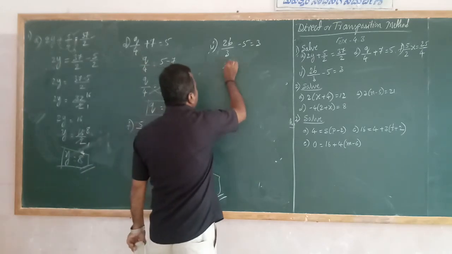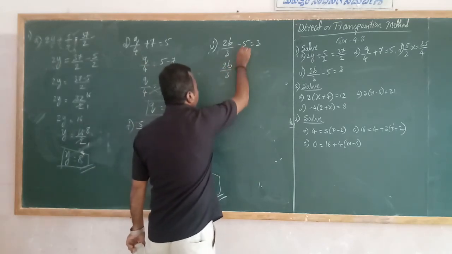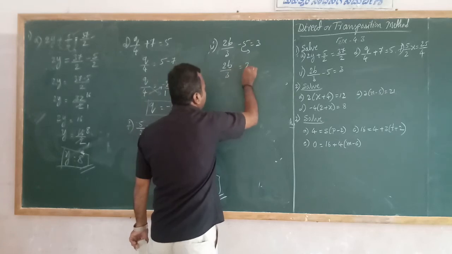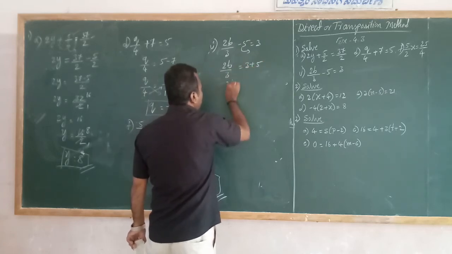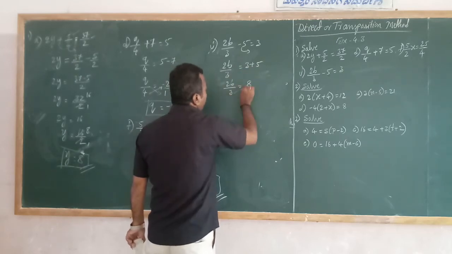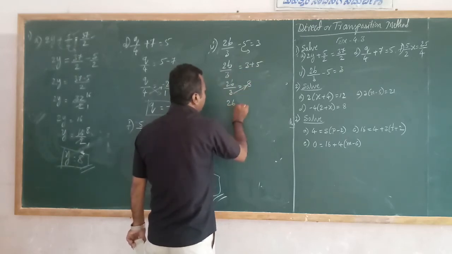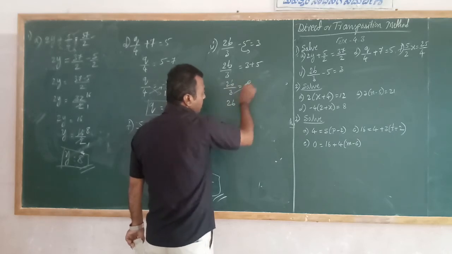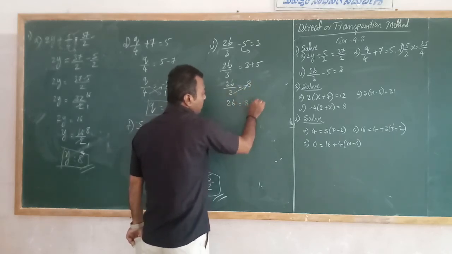Very simple, students. 2b by 3 I will write as it is. Minus 5 I will send to the RHS, it will become plus 5. So 2b by 3 is equal to 3 plus 5, which becomes 8. Now we have to do cross multiplication. 2b I have to write in the LHS, 3 I have to send to the RHS, it becomes multiplication. Therefore 8 into 3.